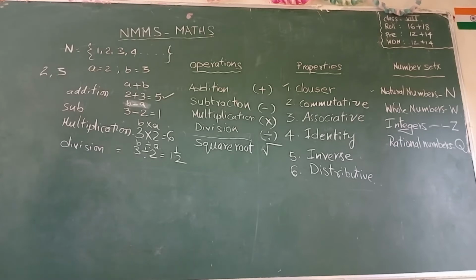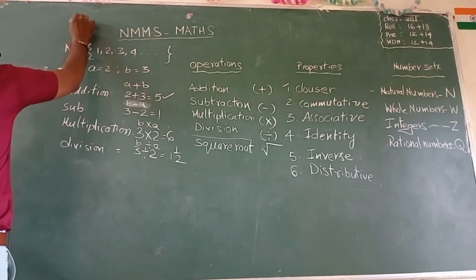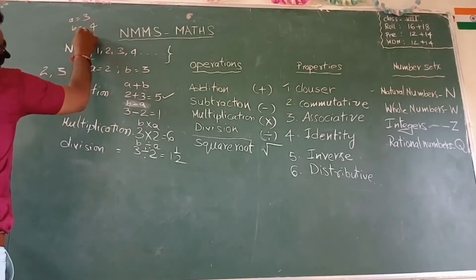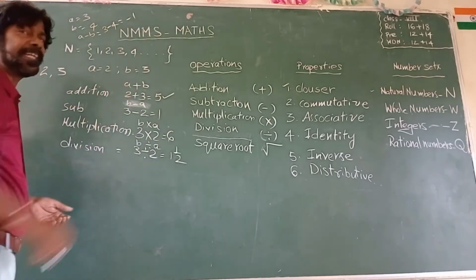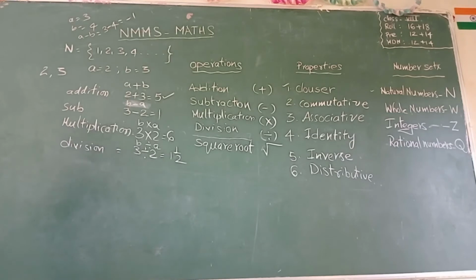But if you take a is equal to 3 and b is equal to 4, a minus b, 3 minus 4, that is equal to minus 1. That is not a natural number. So subtraction is not a closure. Understand? Yes, sir.